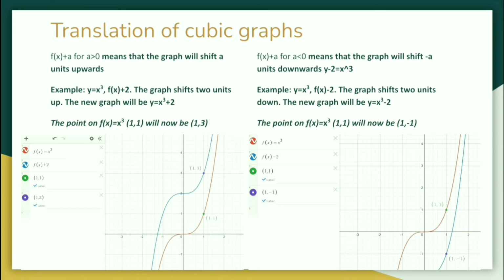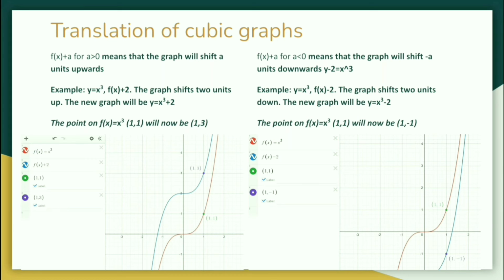For the vertical translation, f(x) + a, for a greater than 0, means that the graph will shift a units upwards. For example, f(x) + 2: the graph will shift 2 units up, and the new graph will be y = x³ + 2. And the point (1, 1) will now be (1, 3).